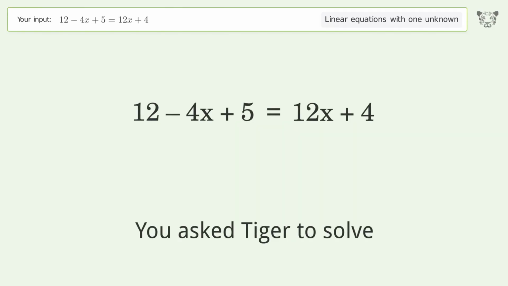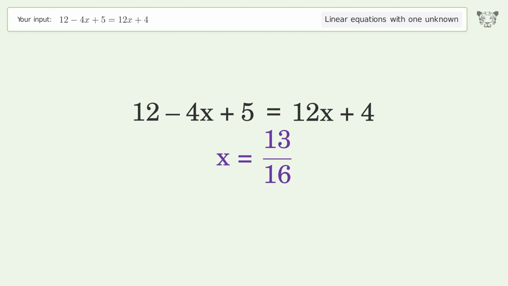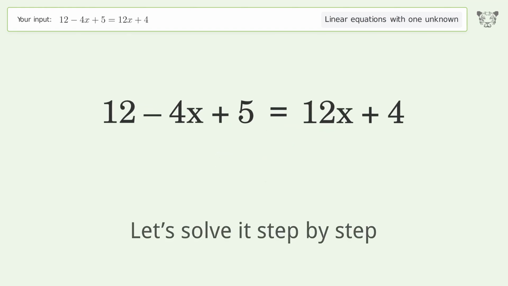You ask Tiger to solve. This deals with linear equations with one unknown. The final result is x equals 13/16. Let's solve it step by step.